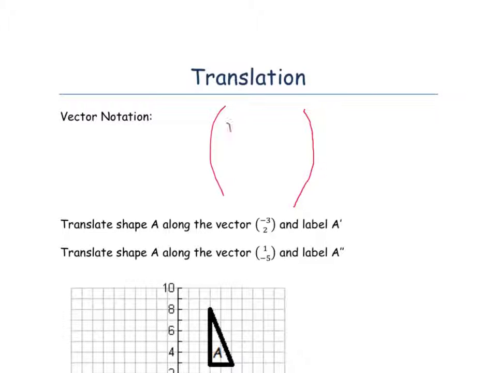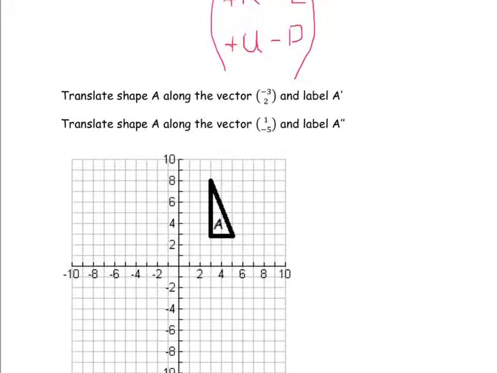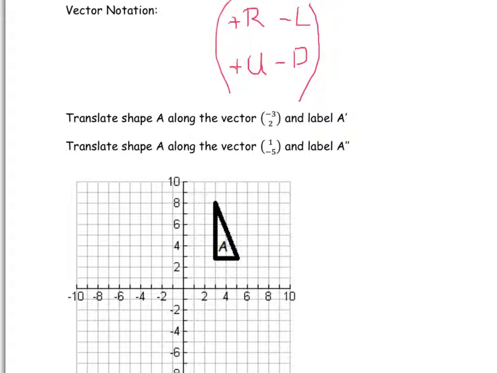If it's a positive number, it means the shape's going to move right, and if it's negative, it means it's going to move left. Likewise, if the bottom number is positive, you're going to move up, negative, down. Very similar to a coordinate. If a coordinate was negative, you'd move it to the left, and likewise, if the second number was negative, you'd move it down. But this time, the right and left are on top, and the up and down are the bottom numbers.